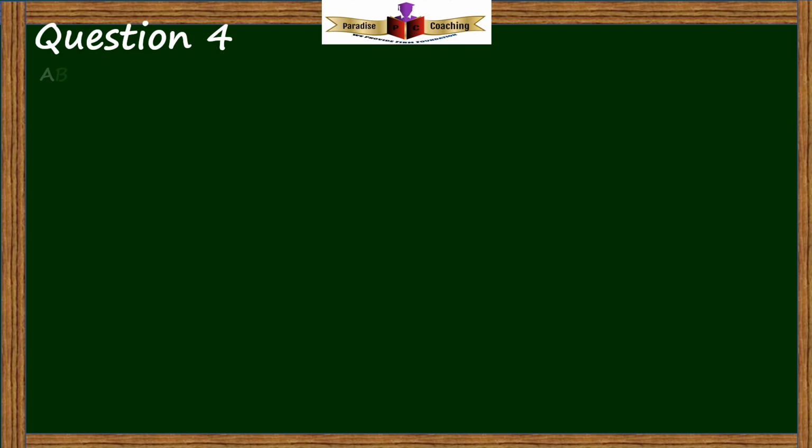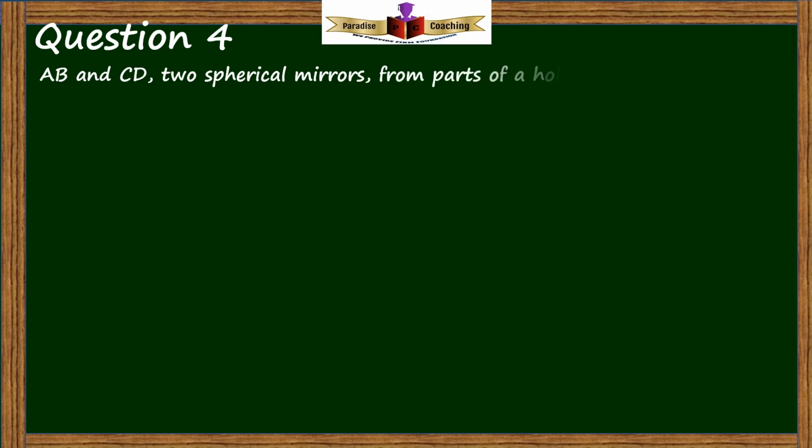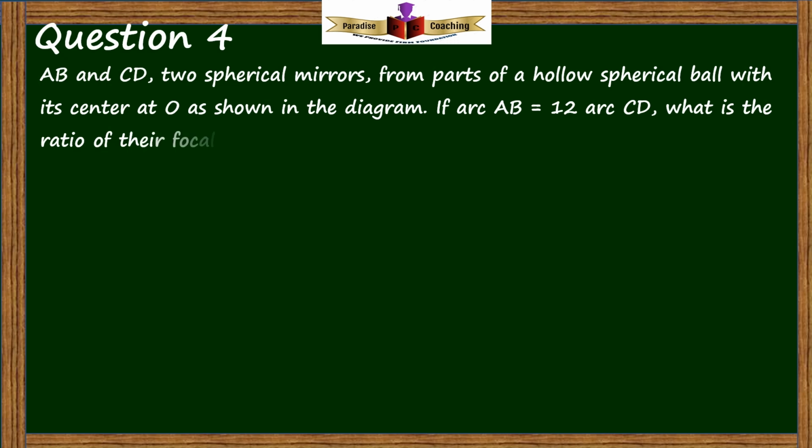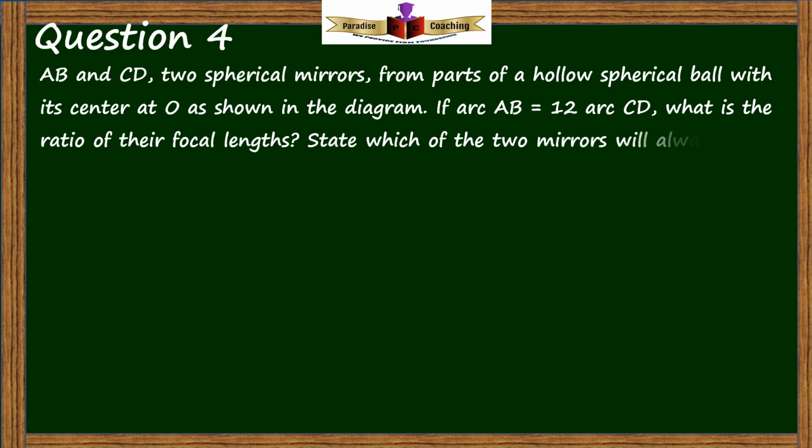Question number 4. AB and CD, two spherical mirrors, form parts of a hollow spherical ball with its center at O as shown in the diagram. If arc AB equals 1/2 arc CD, what is the ratio of their focal lengths? State which of the two mirrors will always form a virtual image of an object placed in front of it, and why.